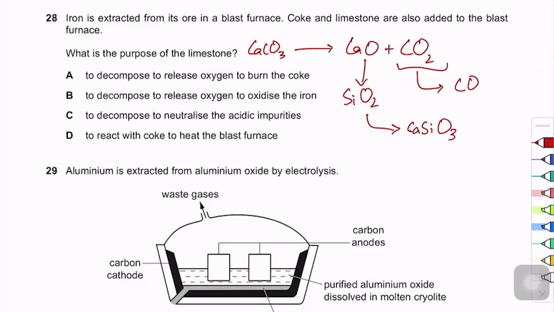So the point of using calcium carbonate is to release oxygen. No, it doesn't release oxygen. To react with coke, no, it doesn't react with coke. But C is right because silicon dioxide is acidic. So this was an interesting question because it doesn't answer the question directly. There is a tangent from where it's coming from.